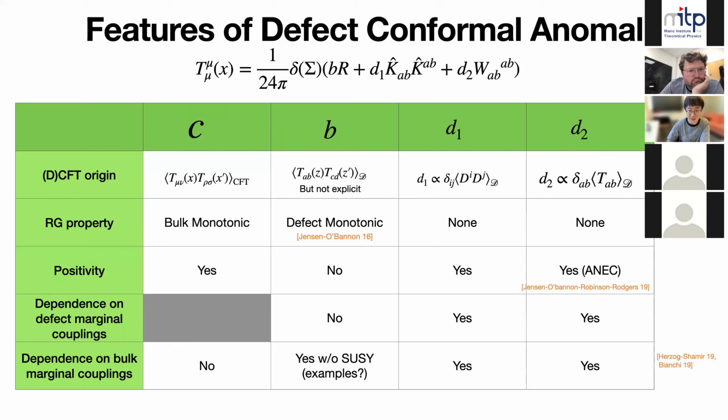Okay. On the other hand, these D coefficients are known to be positive. For example, D1 is clearly positive by reflection positivity because of the two-point function of the displacement operator. D2 is less obvious to see as positive, but it was recently argued using ANEC that it is also positive.